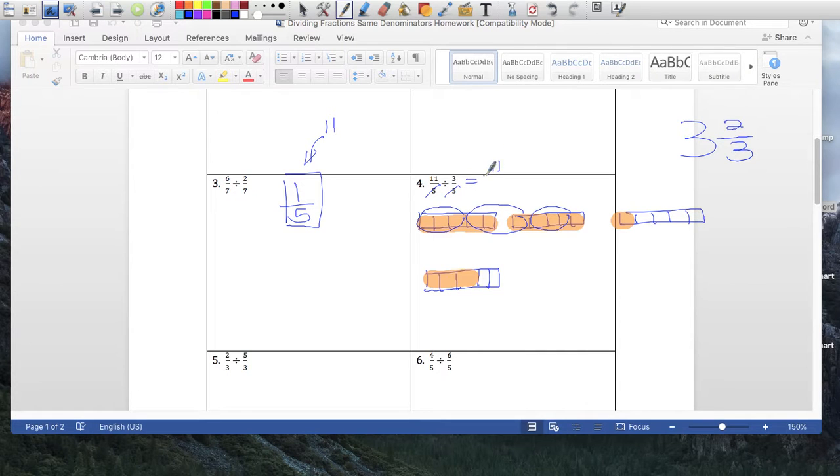The other method, we can eliminate the denominators because the units are the same. We write that as a fraction, 11 over 3. That's an improper fraction. Change it to a mixed number. 3 goes into 11 3 times, left over 2 over 3. So notice that regardless of which way you choose, you get the same answer.